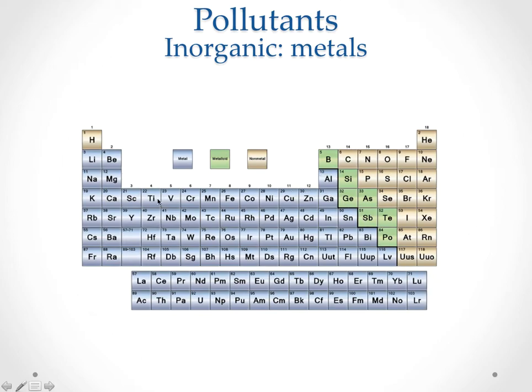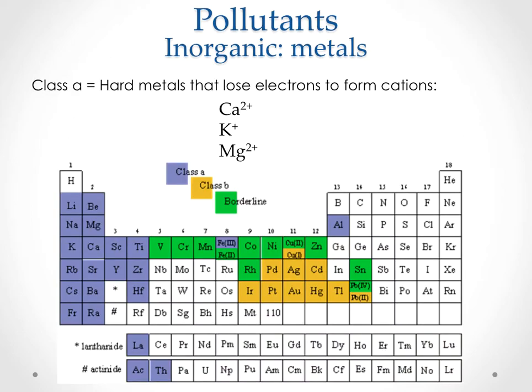Okay, so this is just to show you, kind of put metals in context from your chemistry background. Pretty much all of these silver elements here, they're all considered metals. The green ones here are metalloids, so they're kind of in between metals and non-metals. And then only the browns here are non-metals. So metals are actually classified into 3 different categories. There are Class A, the purple ones here, and Class B, the yellow, and then borderline, which are green.